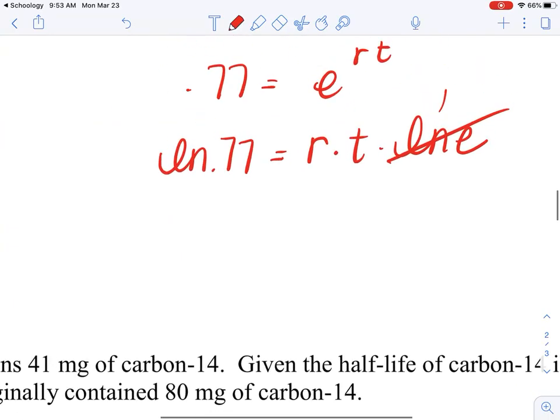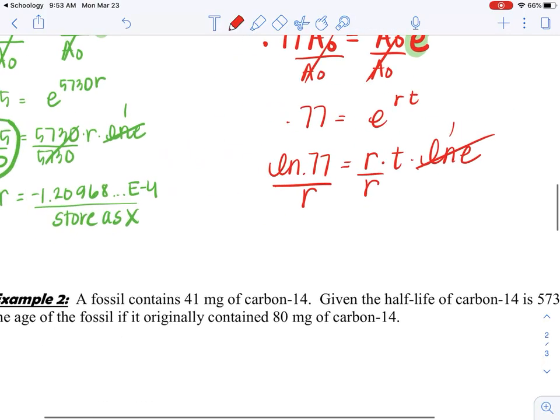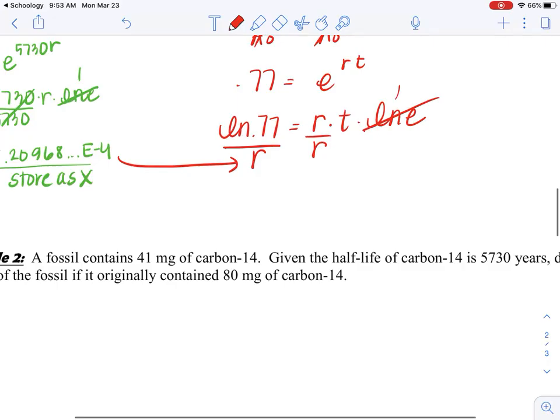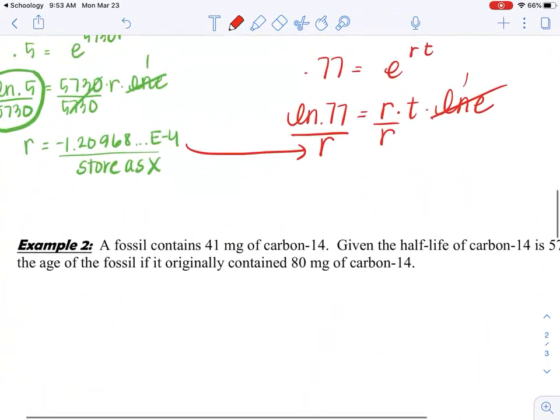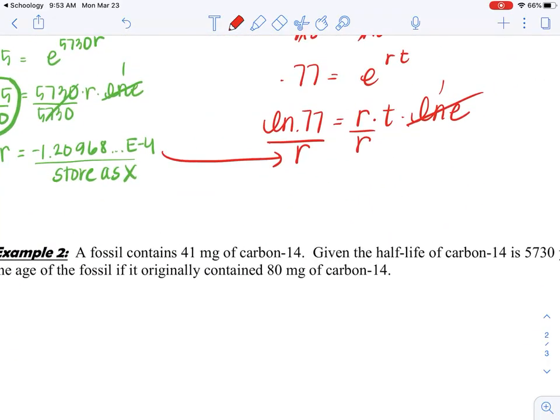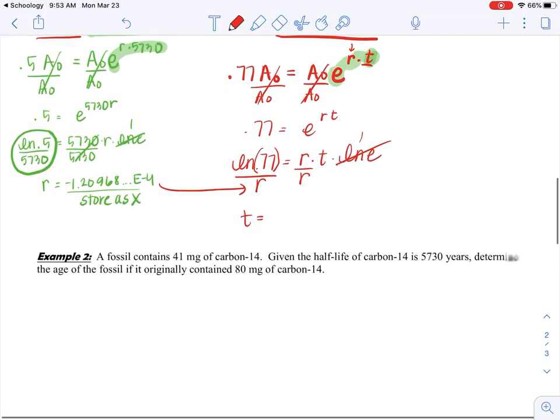Natural log of E is 1. And then remember, R is stored in your calculator and you're trying to solve for T. So I'm going to divide both sides by R, which is just your stored X value. So in my calculator, I'm hitting natural log of 0.77. If a parenthesis opened on your calculator after natural log, make sure you close it and then divide it by your stored X value. We are going to round our answers to the nearest thousandth.